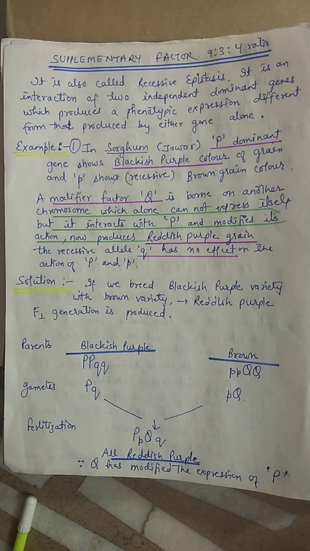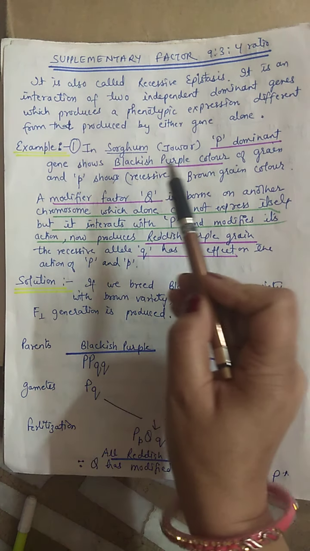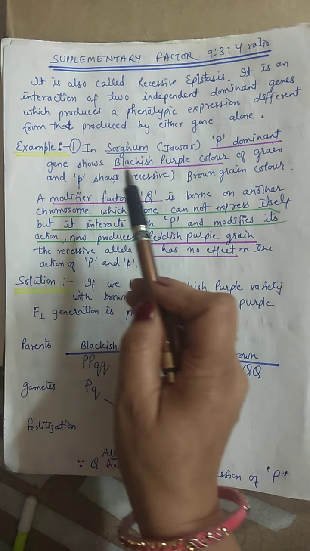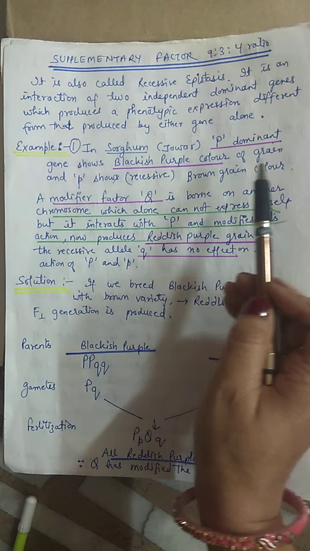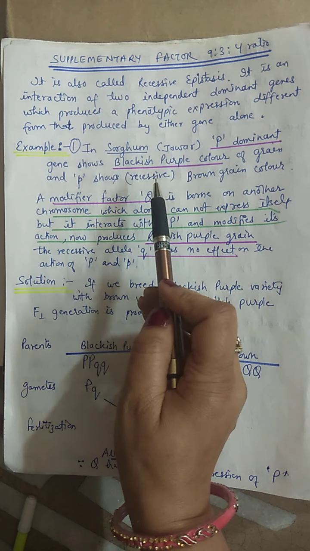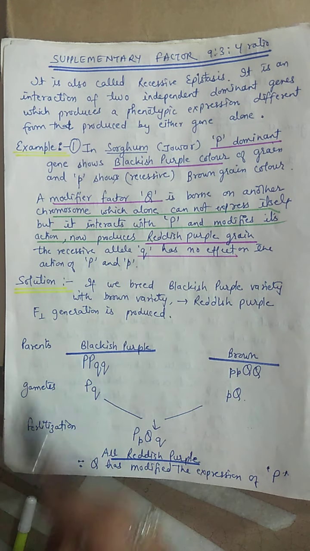Now, for an example, in sorghum or jowar, capital P, the dominant gene, shows blackish purple color of grain, whereas the small p shows the recessive color which is brown.